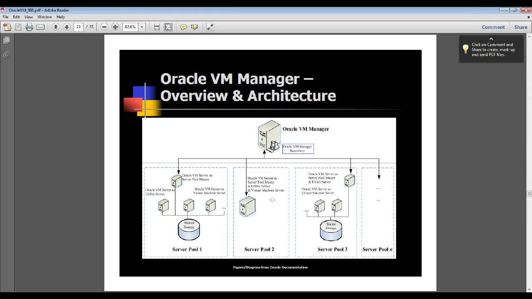This is another diagram showing the entire architecture. As you can see on top, there is the Oracle VM Manager, which is responsible for managing as well as administering all your Oracle VM servers, which are your actual hypervisors.